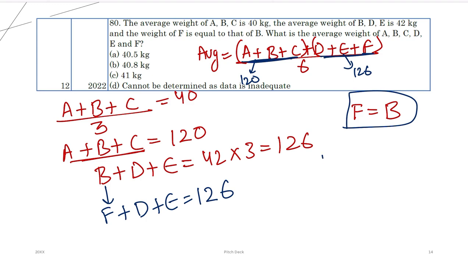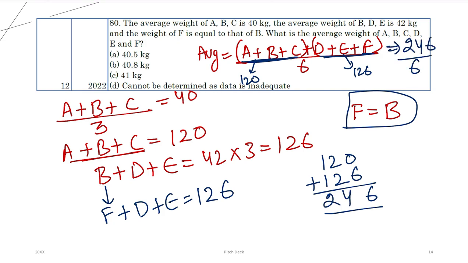So if you do the calculation, 120 plus 126, this is 246. So this is 246 by 6, right? So if you solve this, you get 41. So 41 kg is the average weight of all 6 people. I hope this is clear. Again, simple, straightforward. You just need to know this formula.